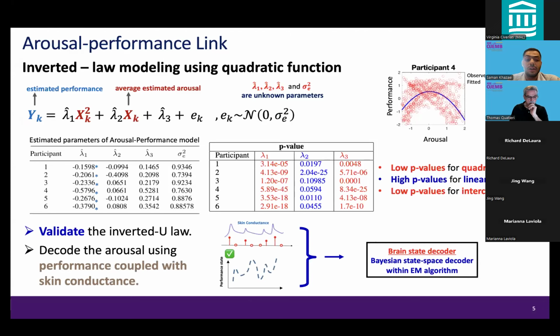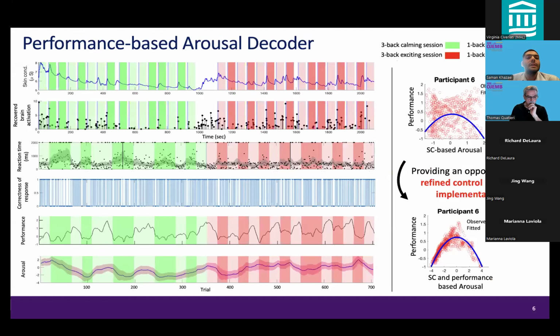Ideally, this decoder can be more emotionally intelligent in the sense that it accounts for the concurrent performance as well. Here I'm showing our results. The green background color indicates the calming session, versus the red background color showing the exciting session.